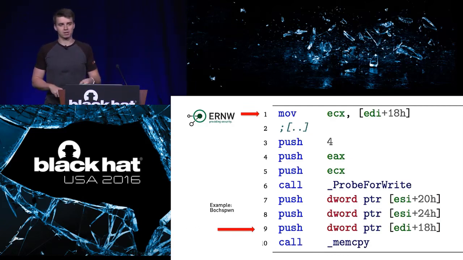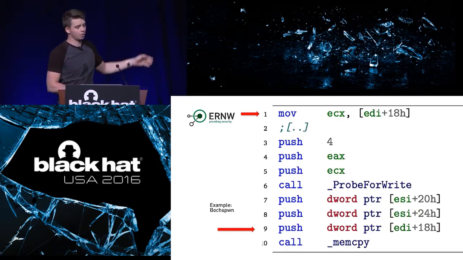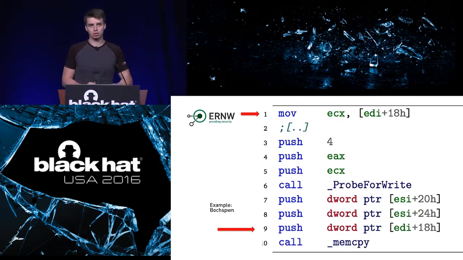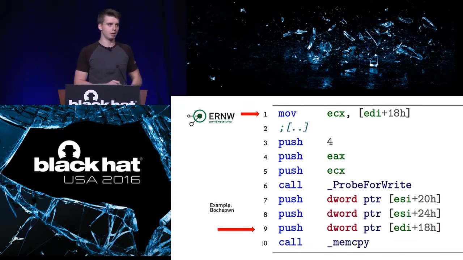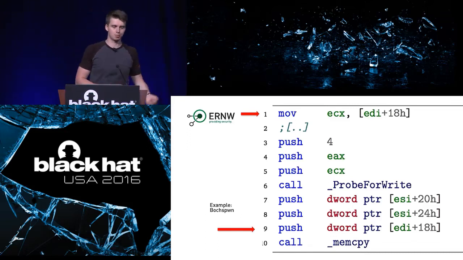But the problem, of course, is they perform a memory fetch a second time. So between line 1 and line 9, you have this race condition again, where you can flip a different value in there and perform arbitrary memory corruption. They also demoed that this is sufficient to get privilege escalation.